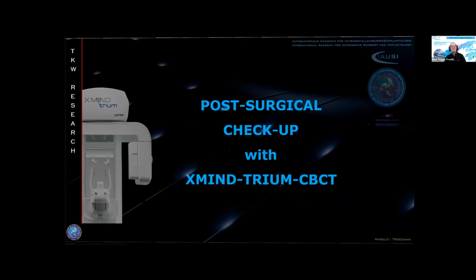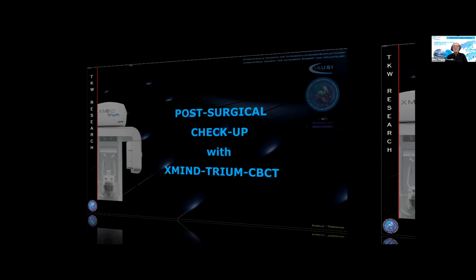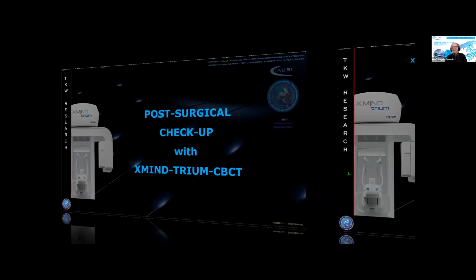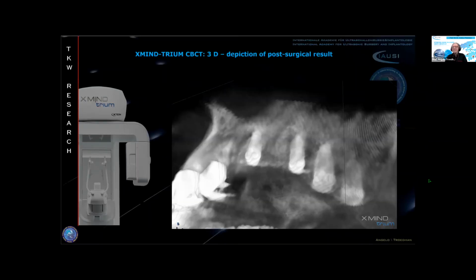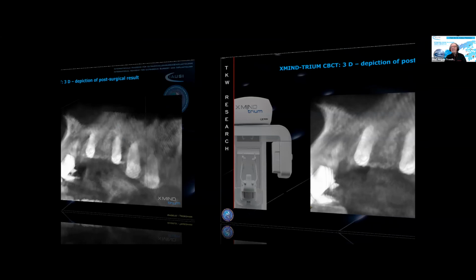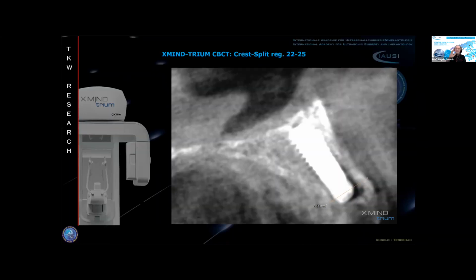So this is now the final result. It's the depiction of the post-surgical result. You can see here with different filters in the CBCT scan that you can distinguish the implants, the augmentation side, and the implant insertion. This is from a different point of view. And here you can now see the anterior part.